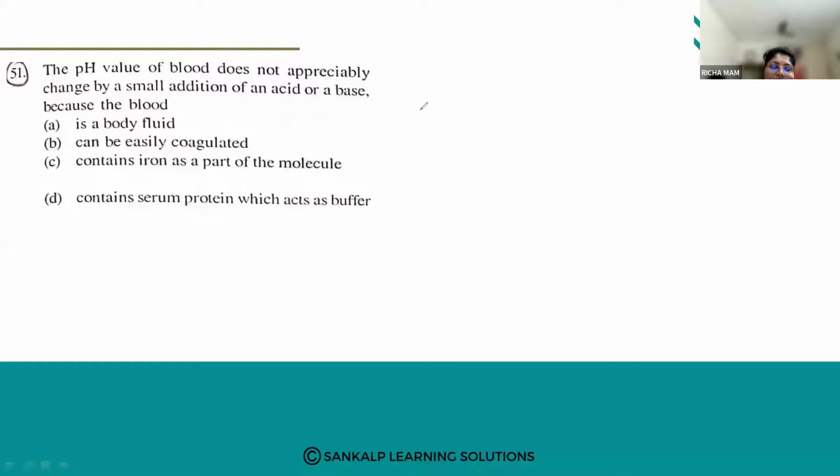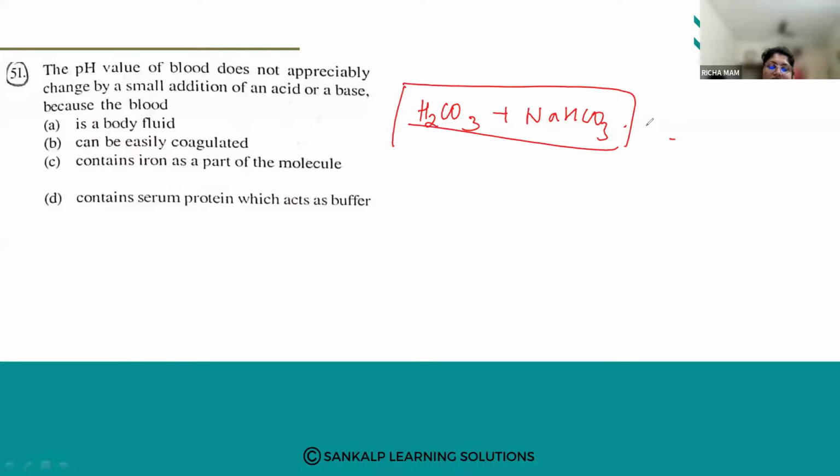So in your blood, H2CO3 plus NaHCO3, carbonic acid and sodium hydrogen carbonate is present. Okay, so buffer solution, what we know is that it will resist the change in pH. So therefore what will happen? The pH value of blood does not change, even after addition of an acid or base. So it is option number D.